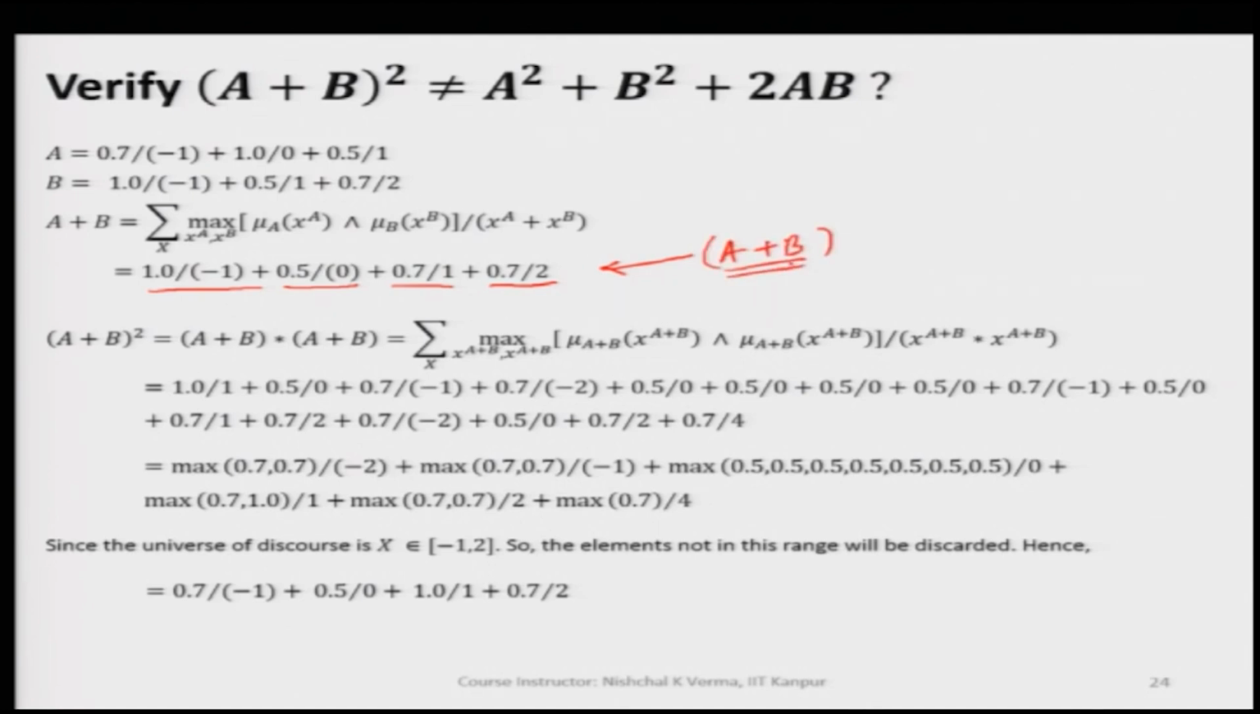So, when we have A plus B, now we need to get the (A plus B) whole square. So, let us now multiply A plus B by A plus B and see what is happening. So, when we do that, here finally, we are getting as a result 0.7 by minus 1 plus 0.5 by 0 plus 1.0 by 1 plus 0.7 by 2.